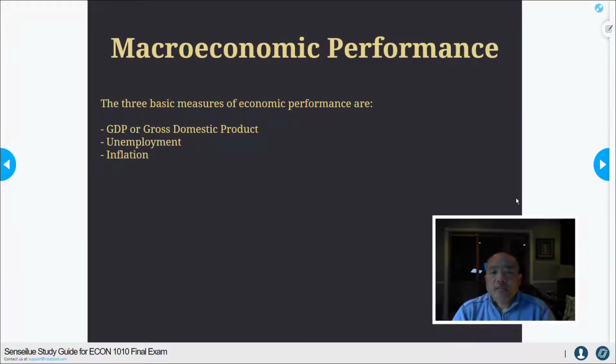In macroeconomics, there are three key performance metrics. The three are GDP, or gross domestic product. Number 2 is unemployment rate. And 3 is the inflation rate. Those are the three key measurements by which economists look at the health of an economy.